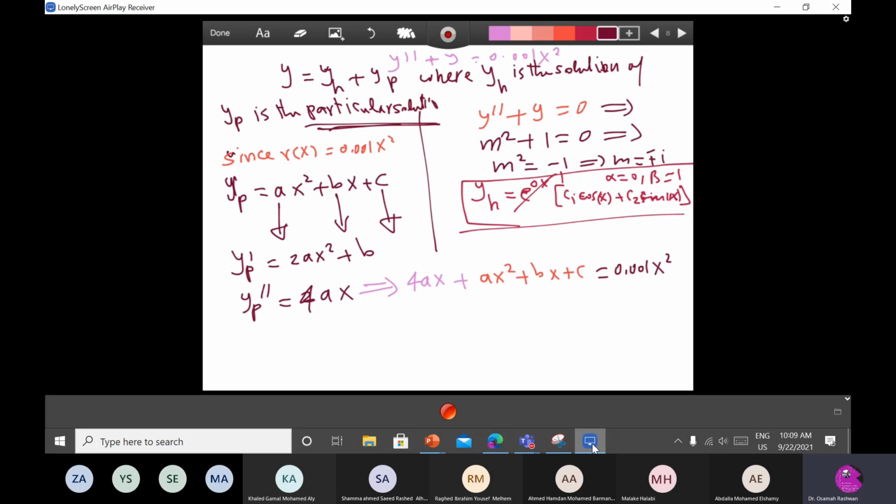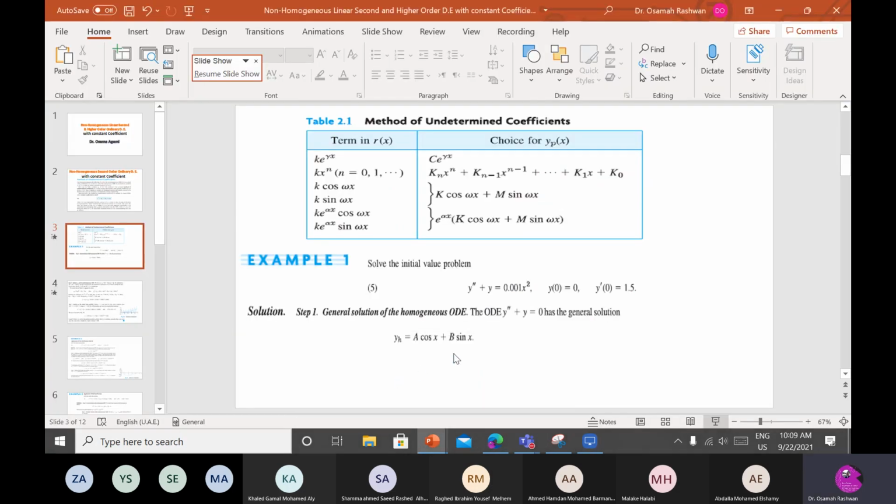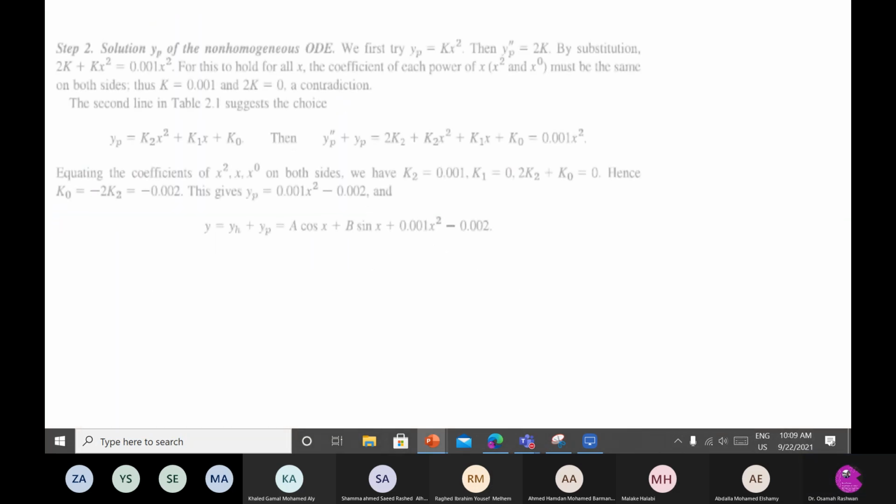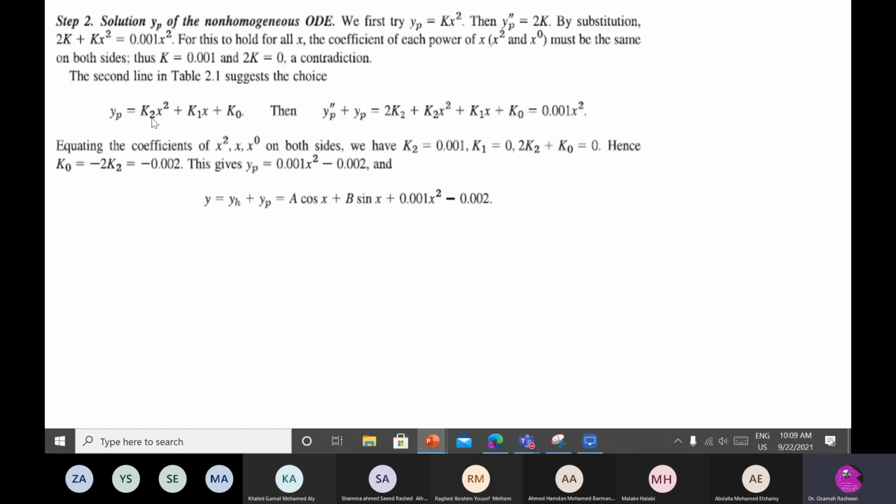Now, if I compare the coefficient in both sides, I have only x squared here, right? So the coefficient of x squared is a. So a is equal to what? 0.001, right? This is the point of having the particular solution. So I substitute, instead of a, b, c, he calls it k2, k1, k0. Anyway, this is a polynomial of second degree. I differentiate and substitute.